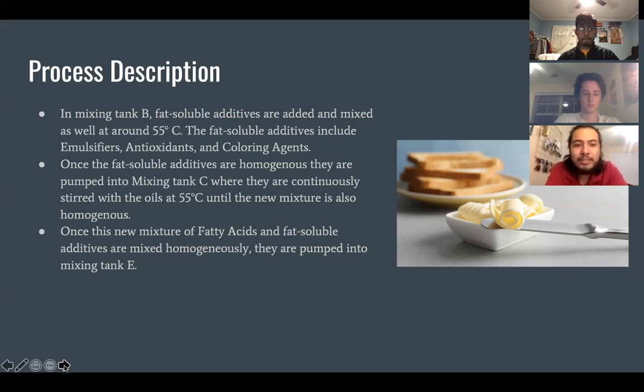Once the fat-soluble additives are homogenized, they are pumped into mixing tank C, which already contains the refined oils, and these two are stirred and mixed at 55 degrees Celsius in order to remain liquid. And once the new mixture of oils and these fat-soluble additives are mixed well enough, they are pumped into mixing tank E.